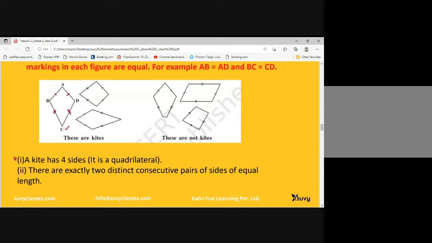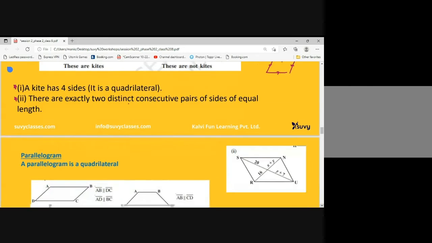See specific properties. A kite has four sides. It means it should be a quadrilateral. So there are exactly two distinct consecutive pairs of sides of equal length. When a quadrilateral has consecutive pairs, it means two adjacent pairs are equal in length. That is called a kite. We can say these also have pairs that are equal, right? But there are no two consecutive pairs. That's clear.